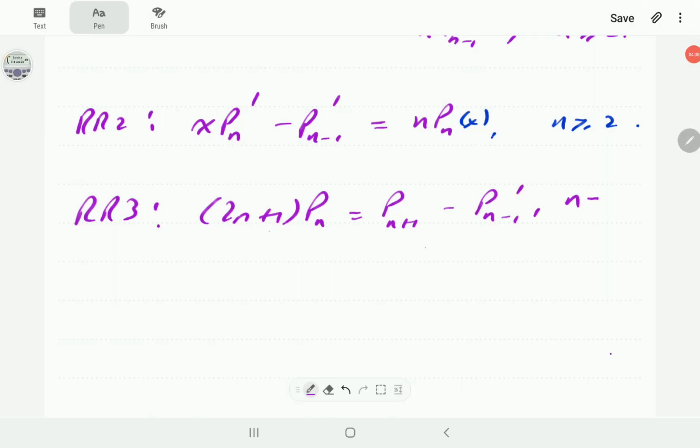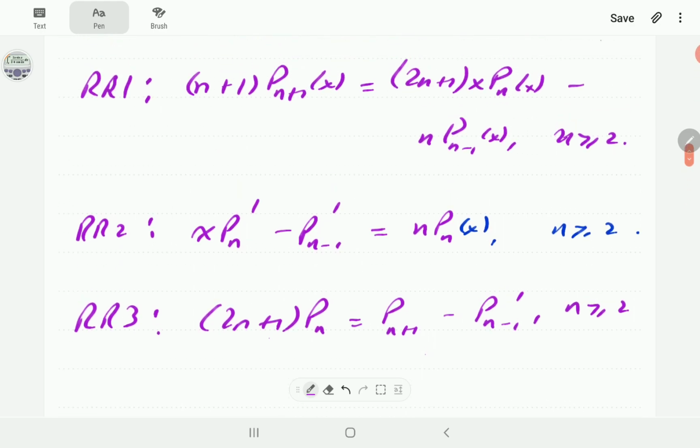Okay, now notice for instance that we could use this first one to calculate higher degree Legendre polynomials. If you set n to be equal to 2 here, then this is going to be P3, then this is going to be P2, which we know from our previous calculations. This would be P1. So that means we can use P1 and P2 to calculate P3, and then once we know P3, we can use P2 and P3 to calculate P4, etc., etc.